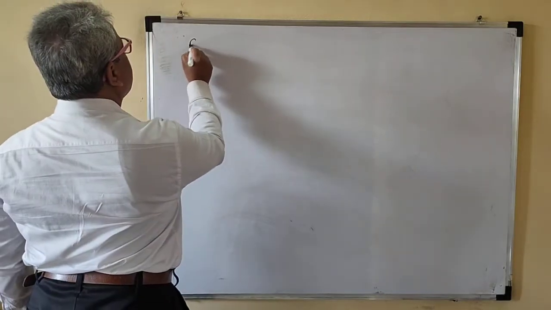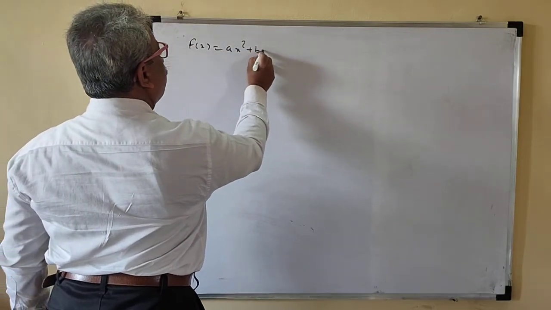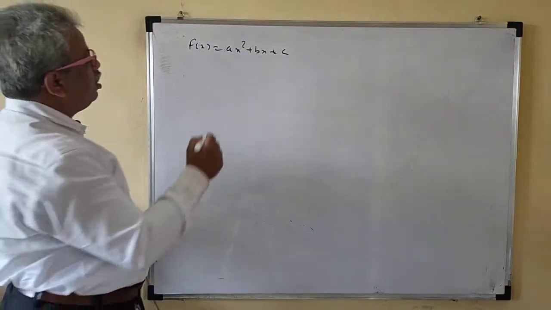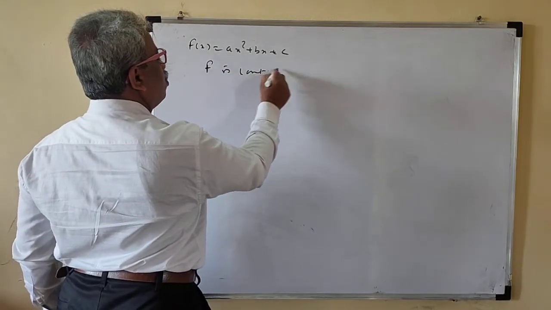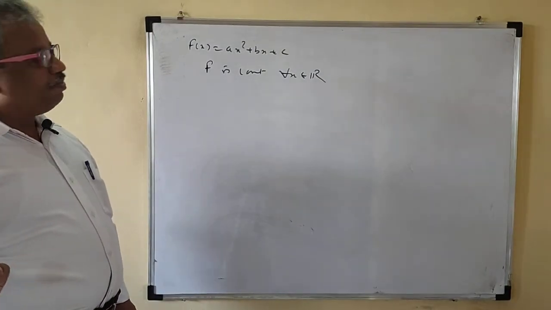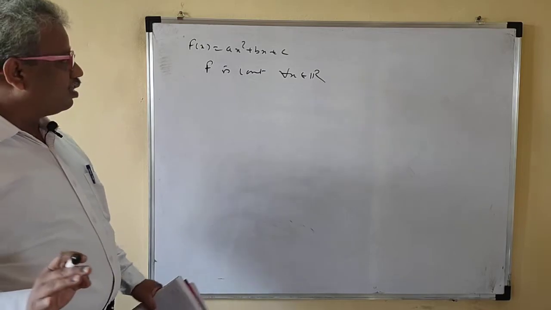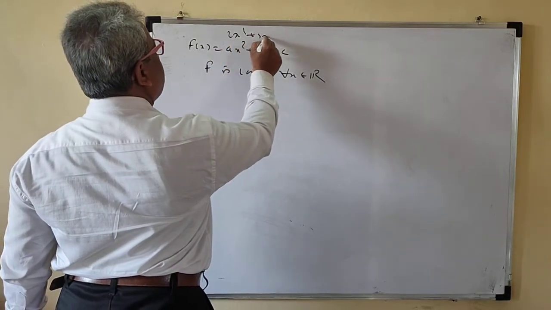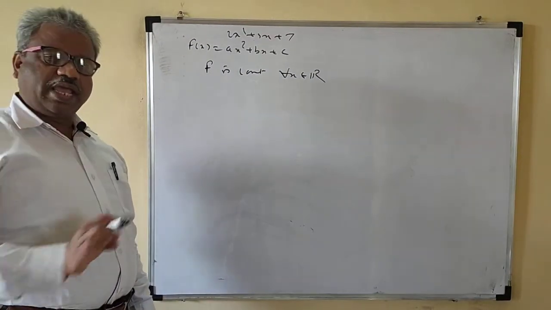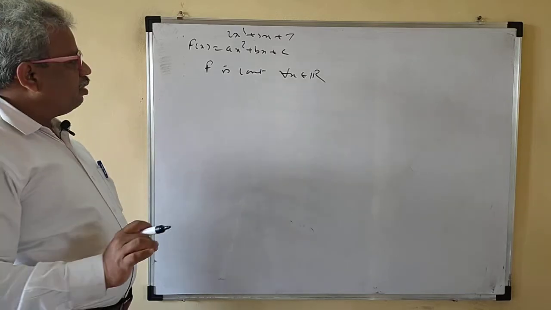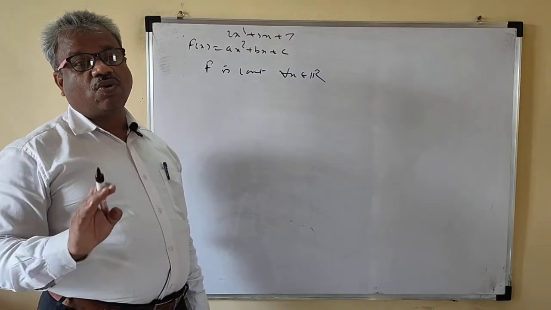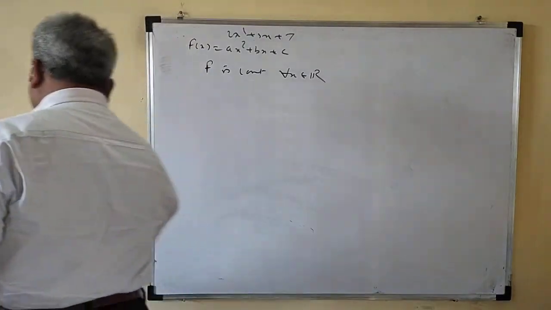Now suppose you have this function f of x is equal to ax square plus bx plus c. This is a quadratic function, a polynomial function, right? It is continuous everywhere. So f is continuous for all x belonging to R, whatever a, b, c may be. A polynomial function is always continuous. If it is given as 2x square plus 3x plus 7, this is a second degree polynomial, so it is continuous everywhere. Any polynomial of any degree is always continuous over R.